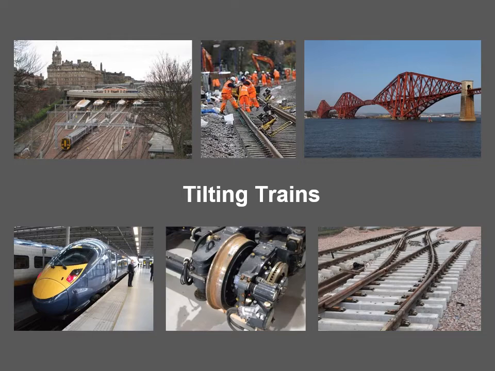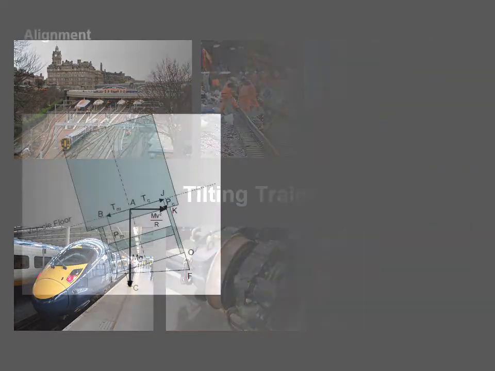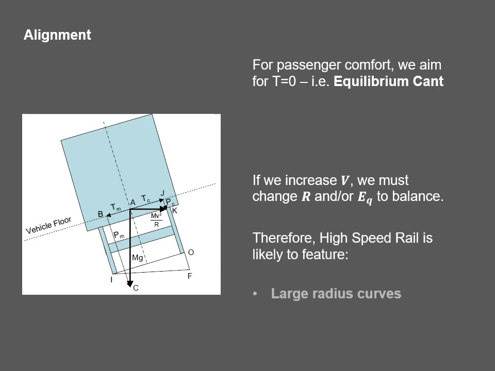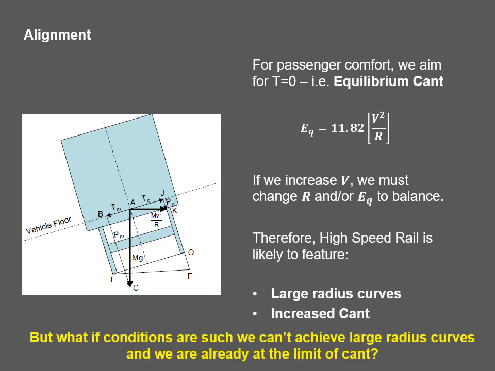So now we're going to have a look at the subject of tilting trains. If you remember back, passenger comfort was based upon equilibrium cant. So if we increase the velocity, we must either change the radius or the equilibrium cant. Therefore, high-speed rail is likely to feature large radius curves and increased cant. But what if conditions are such that we can't achieve large radius curves and we already are at the limit of cant?